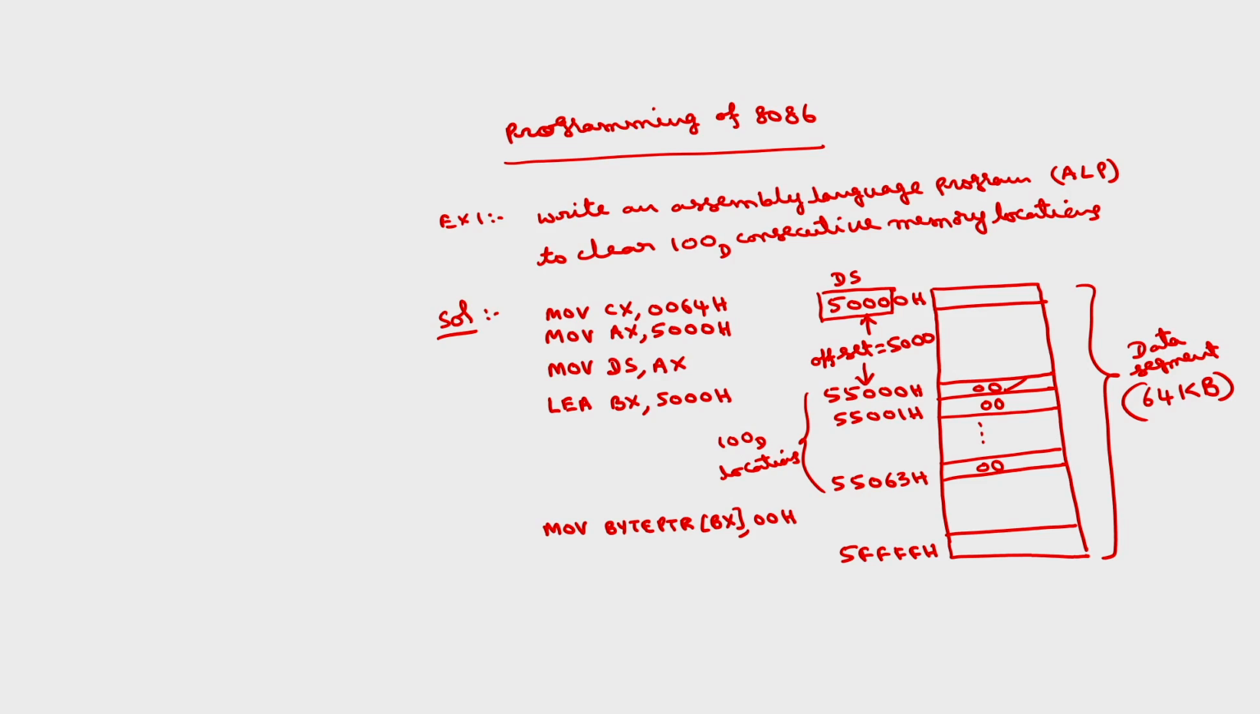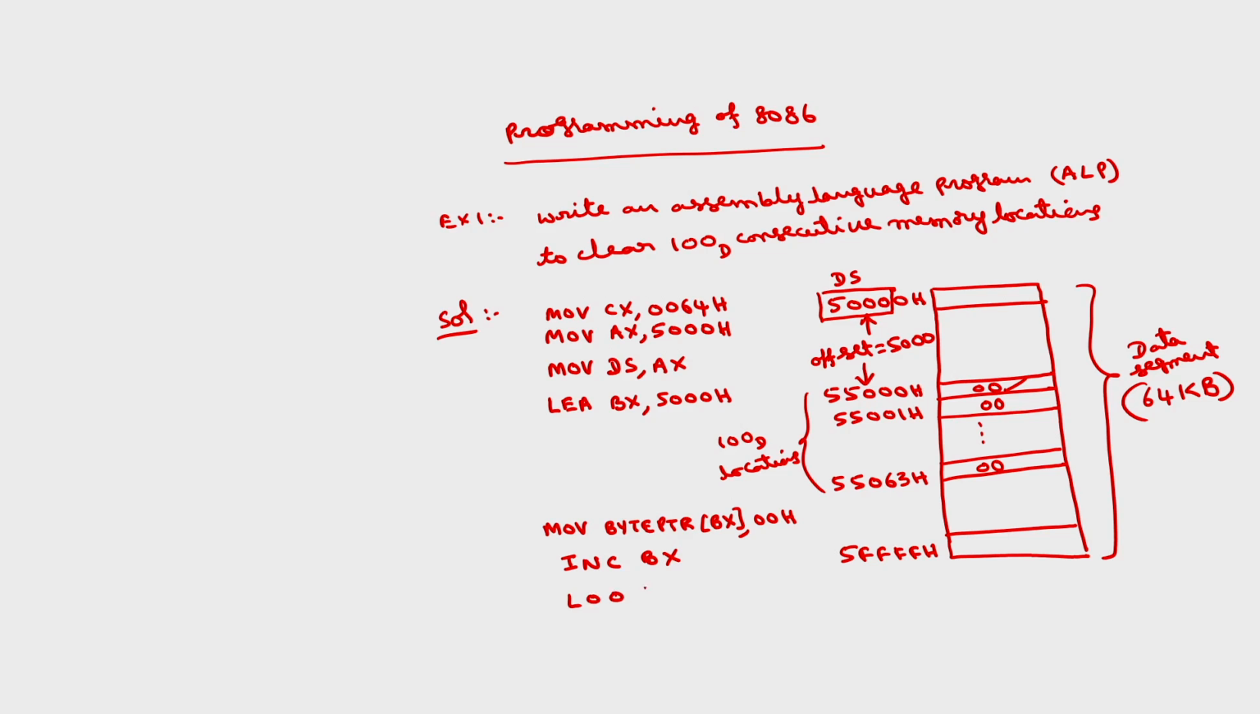Now you have to repeat this 100 times. For that, we can write INC BX, so that this BX will point to the next location, which is 5001. I have cleared 5000, and in the next step you have to clear 5001. If I write word PTR here, then you have to increment twice, INC BX, INC BX, then this will point to 5001.